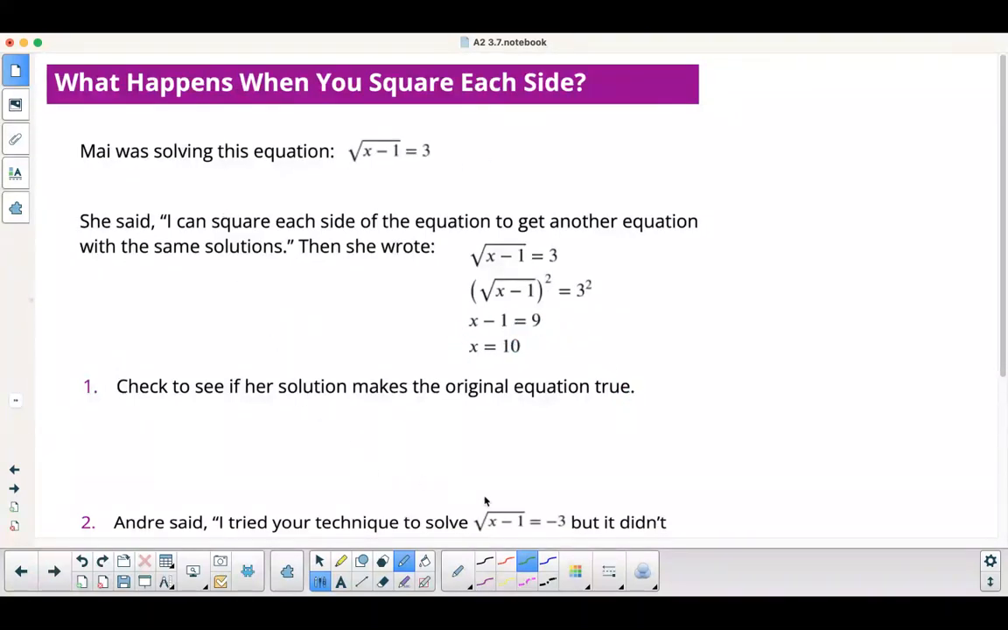So check to see if her solution makes the original equation true. What I'm going to do is plug her answer in for x. So I'm going to replace the x with a 10 and see if the left side equals the right side. So 10 minus 1 is 9. And then the square root of 9 is 3. And sure, it checks out. So the answer is yes.